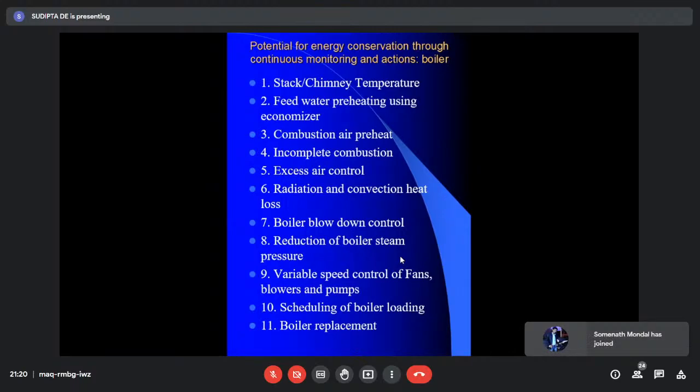With variable speed control of these devices, significant energy savings can be done during low load on the boiler.